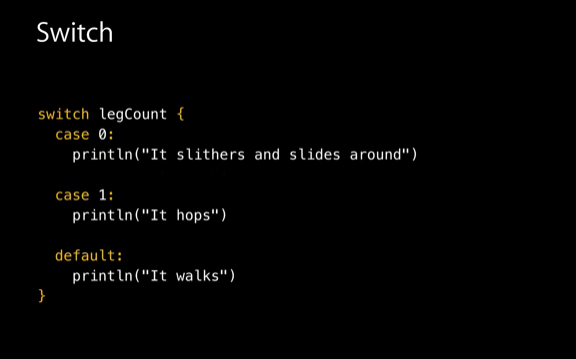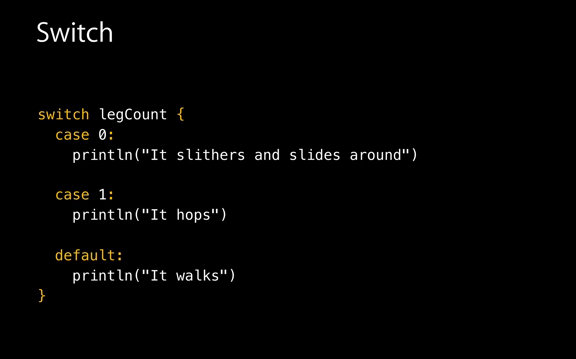Now, switch in Swift, try saying that 3 times, is the most powerful of all of our control flow statements. But let's start with the basics. Starting with leg count, switching on that, and I'm using case to indicate the possible values. Value 0, slithers and slides. Case 1, it hops. Otherwise, it walks. So use case like you do in C and Objective-C. Notice I'm not specifying break here. Cases in Swift do not automatically fall through.